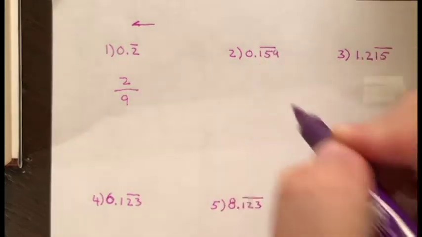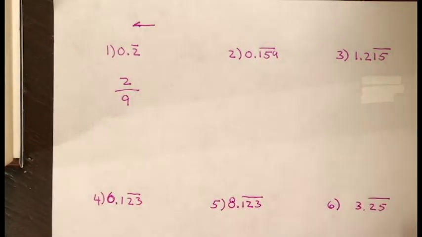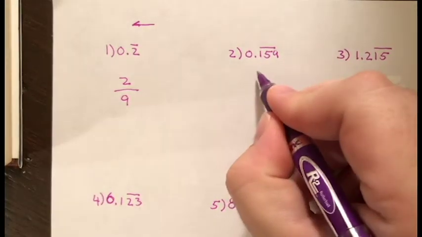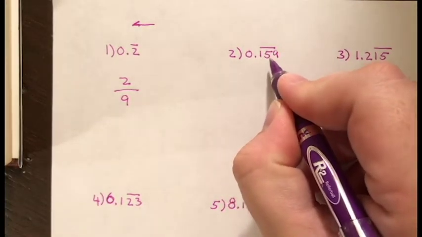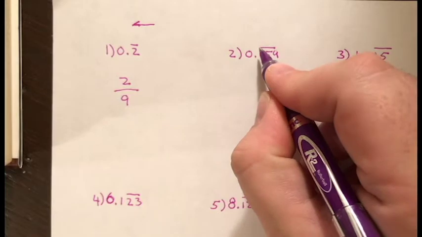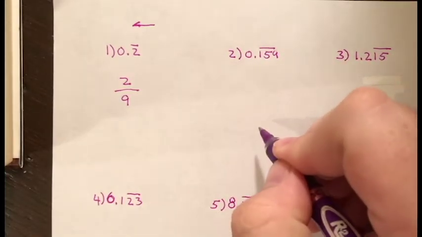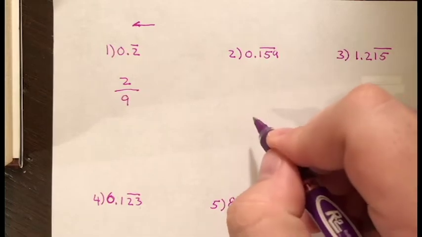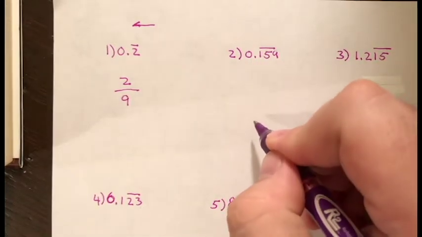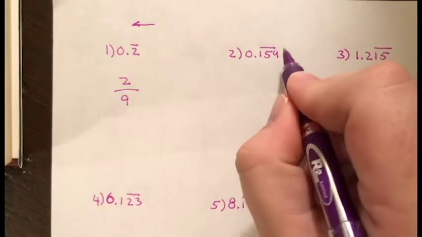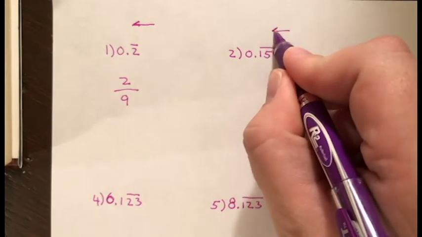So let's do some more over here. We're going to do all these except for the last one together. So this time I have 0.159. All 3 of these have a bar over it, and I want to turn it into a fraction. So it says keep the integer. Well, we don't have an integer. Step 2, working from right to left.